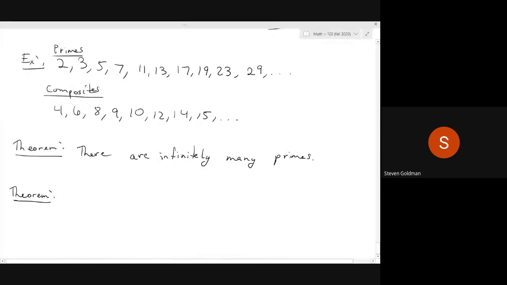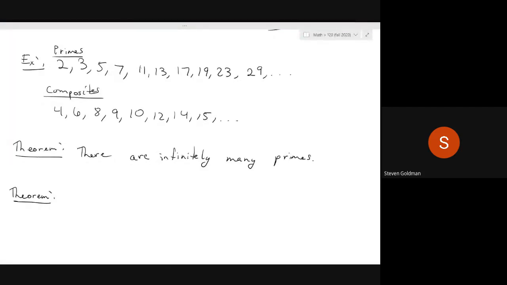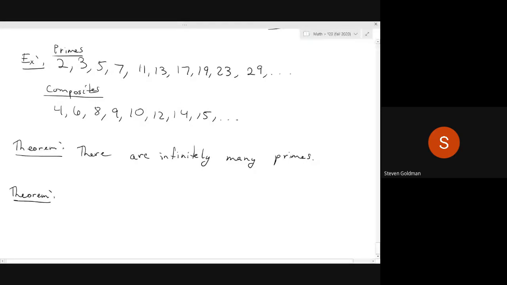The next theorem that I want to discuss. Was there some debate on that? Not to my knowledge. There are actually several different proofs that there are an infinite number of prime numbers. Okay, no problem. So the next theorem is called the fundamental theorem of arithmetic.